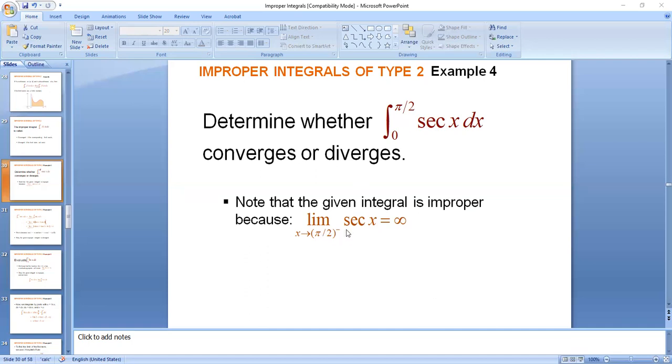Okay? It's the secant. So, the reason why it's an improper integral is because the limit of this secant, as x approaches 90 degrees from the left side, is infinity.